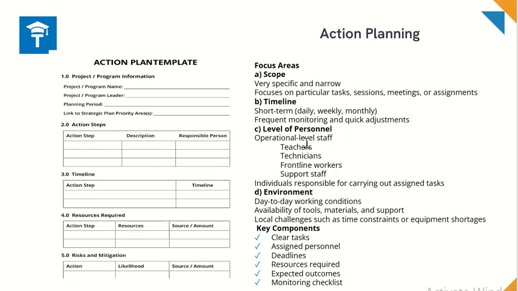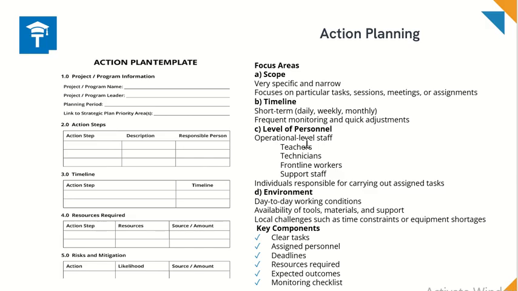How can we come up with an effective action plan? Still we have the scope, the timeline, the level of personnel, the environment, and the key components that are required. For the scope, we are very specific and narrow. We focus on particular tasks, sessions, meetings, or assignments. The timeline is now short term, like daily, weekly, monthly. Then frequent monitoring and quick adjustments are done in the action plan.